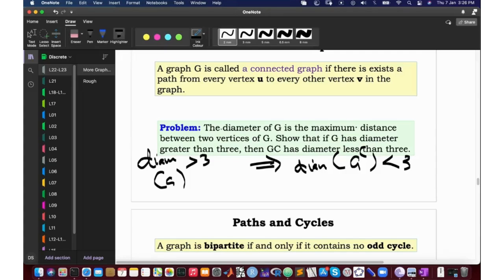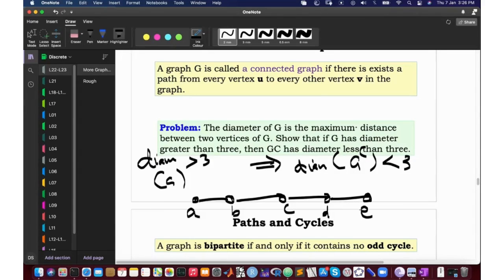Diameter is more than 3. What does it mean? It means that there is a path of length 4, at least this thing must exist. Okay, and give it names too. Let's call it B, C, D, and E.